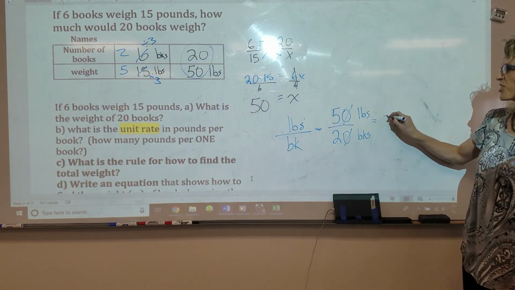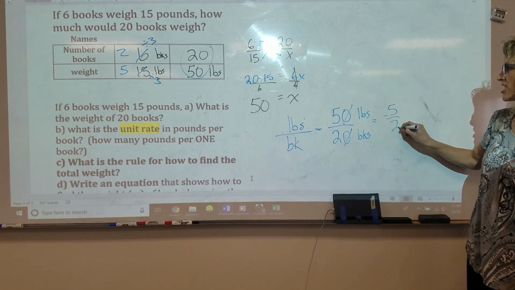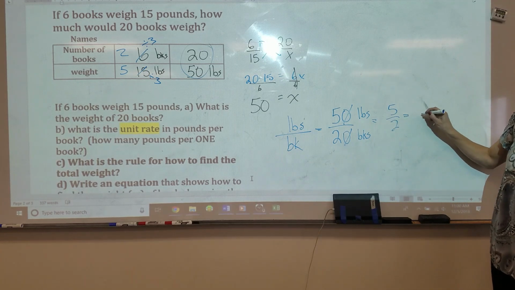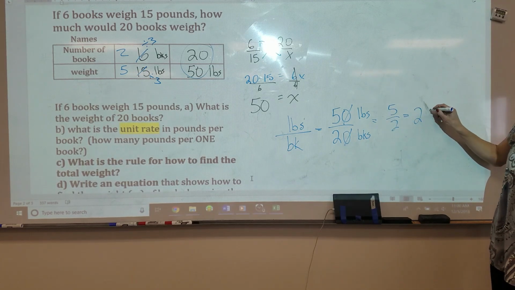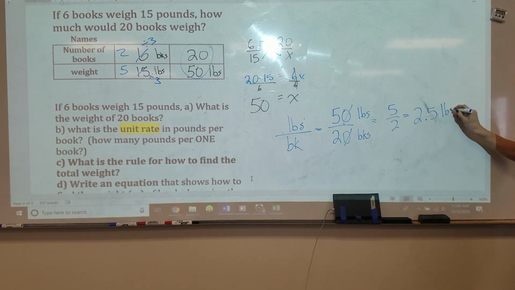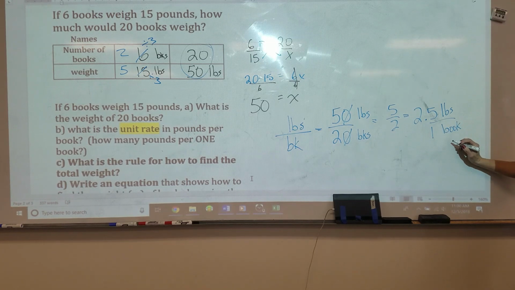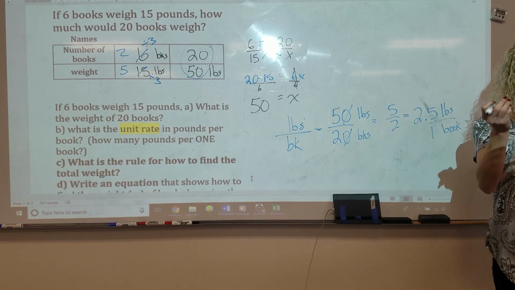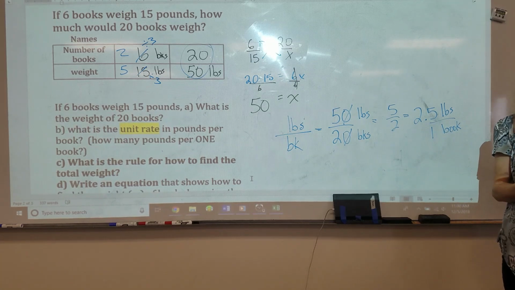And I like to reduce first because it makes it a little easier to divide. 5 divided by 2, 2 is going to go in 2 times with the remainder, but we're going to call it 2.5. My units are pounds per 1 book. When my denominator has a 1 in the bottom, it's called a unit rate. What is it called when we have a 1 in the bottom? Get ready? Unit rate.